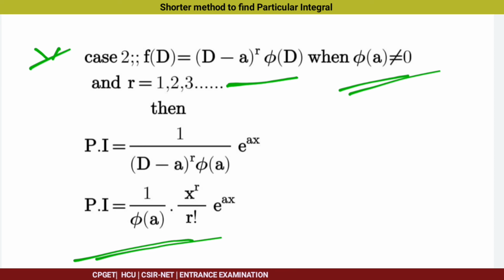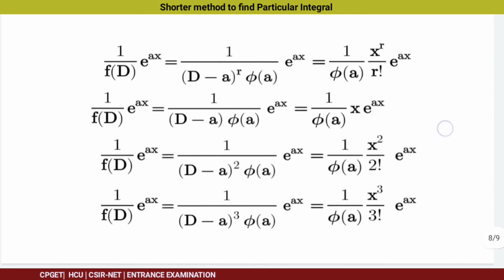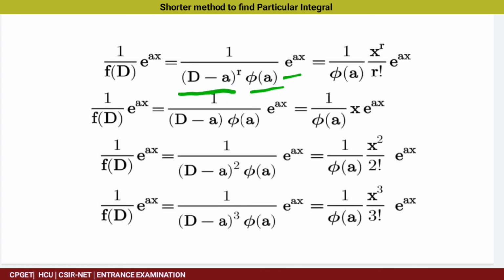If f(D) is in the form of (D minus a) whole to the power of r into phi of D, the particular integral is 1 by phi of a into x to the power of r by r factorial into e to the power of ax. Okay, next see this one. The particular integral formula is 1 by phi of a into x to the power of r by r factorial into e to the power of ax.